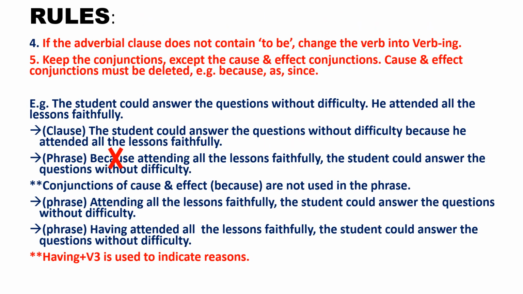Let's continue with the application of other rules. Rule number 4, if the adverbial clause does not contain to be, change the verb into verb ing. Rule number 5, keep the conjunctions except the cause and effect conjunctions. Cause and effect conjunctions must be deleted. For example, because, as, since. Let's continue with a sample sentence.